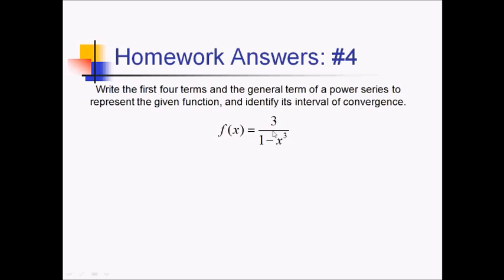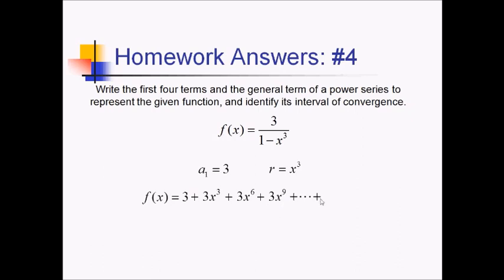a1 is just going to be whatever's in the numerator here, so that's 3. And then for r, it's whatever's being subtracted from 1 in the denominator, so that's just x cubed. So I'm going to write f of x equals first term is 3, and then multiply by x cubed to get all the subsequent terms. So 3x cubed plus 3x to the 6th plus 3x to the 9th plus dot dot dot.